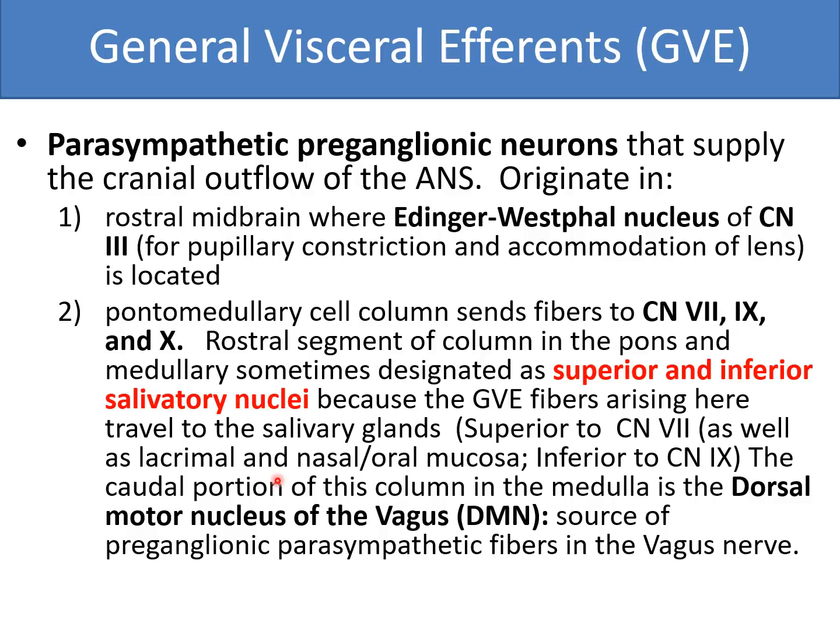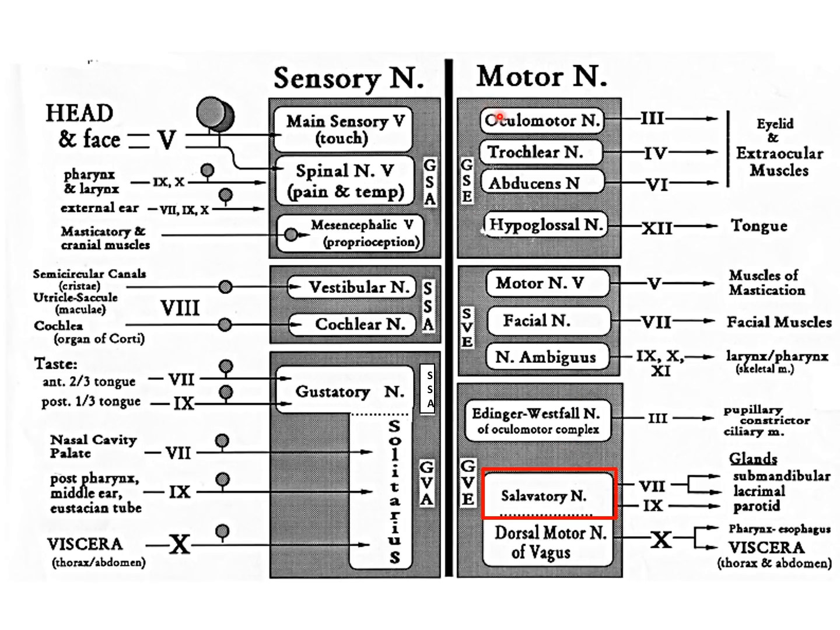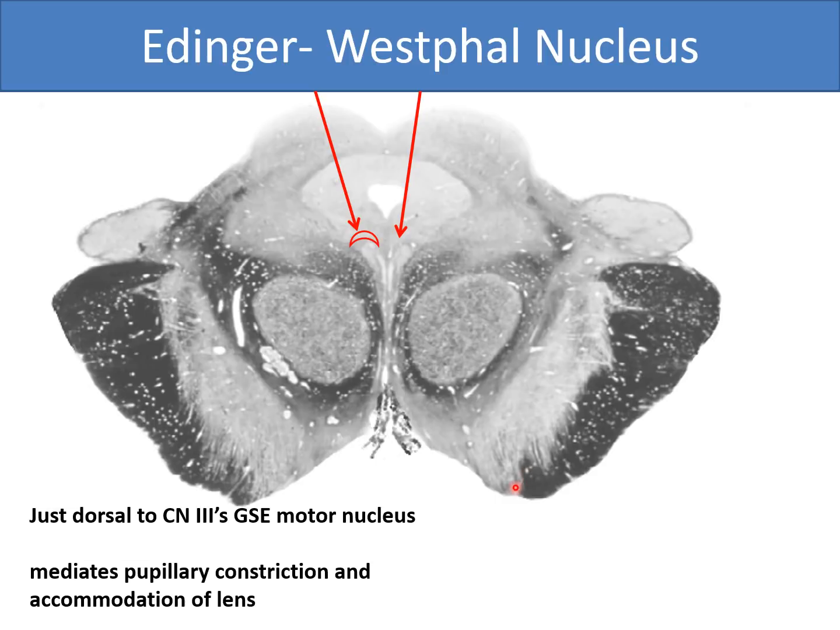The dorsal motor nucleus is the source of preganglionic parasympathetic fibers in the vagus nerve. We see some of those represented here, and we see 7 and 9 going to these various glands coming from salivatory nucleus. Here we see the Edinger-Westphal nucleus that was just described, just above cranial nerve nucleus 3. And it mediates pupillary constriction and accommodation of the lens.